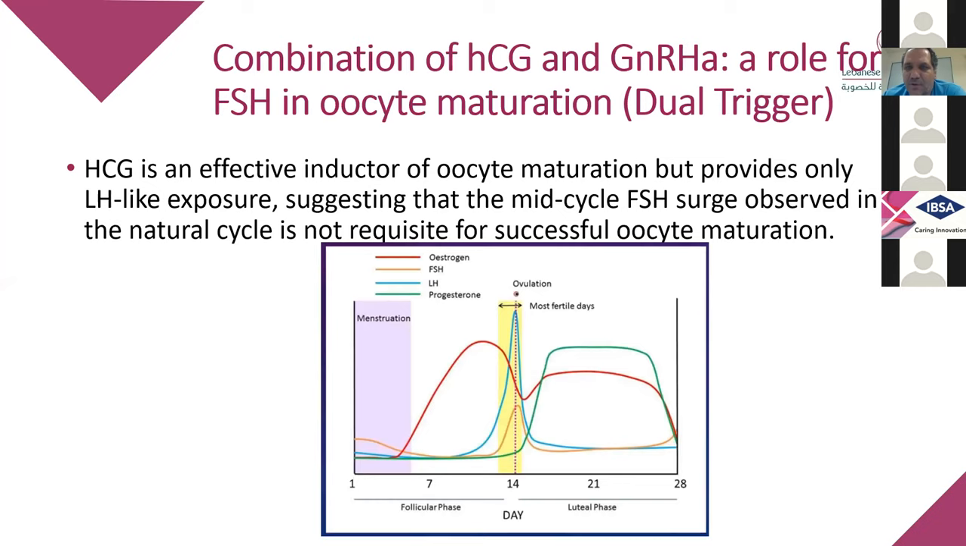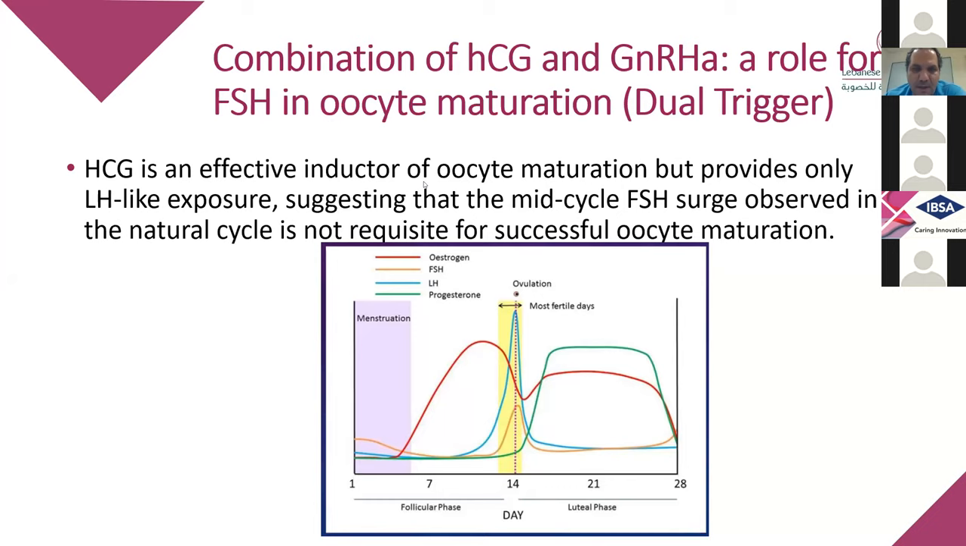So the dual trigger, as you see in this figure, in the yellow bar on day 14, you see the blue spiking is the LH, but then you can also see the orange at that time, which is the FSH. And so far, we spoke pretty much about the LH. Now, the GnRH agonist does have some FSH effect as well.